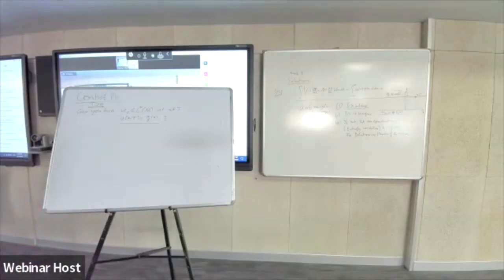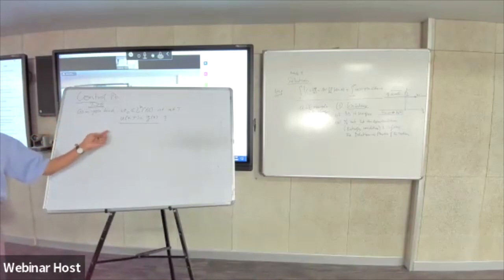One, you are fixing a time t. Can you find initial data u naught so that at time t the solution hits exactly g of x at the time t? This is the control problem. Okay, so this is what engineers talk about. This is a control problem.